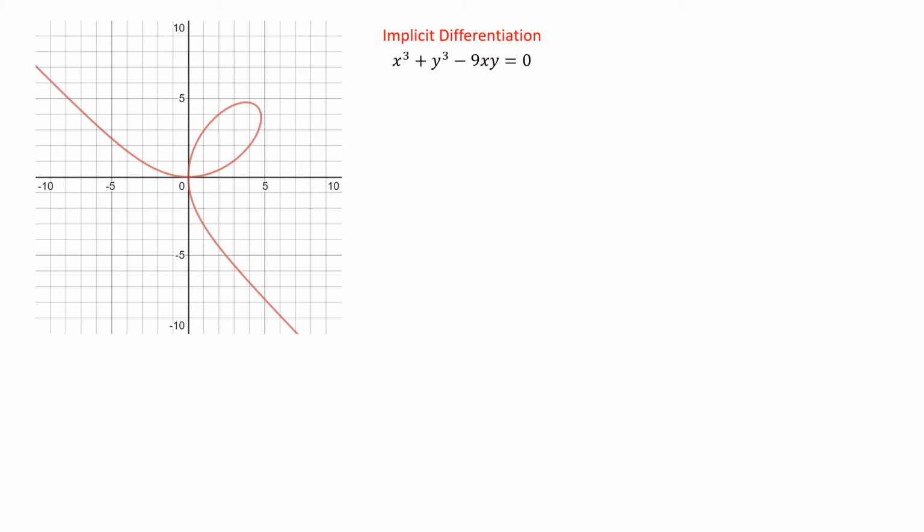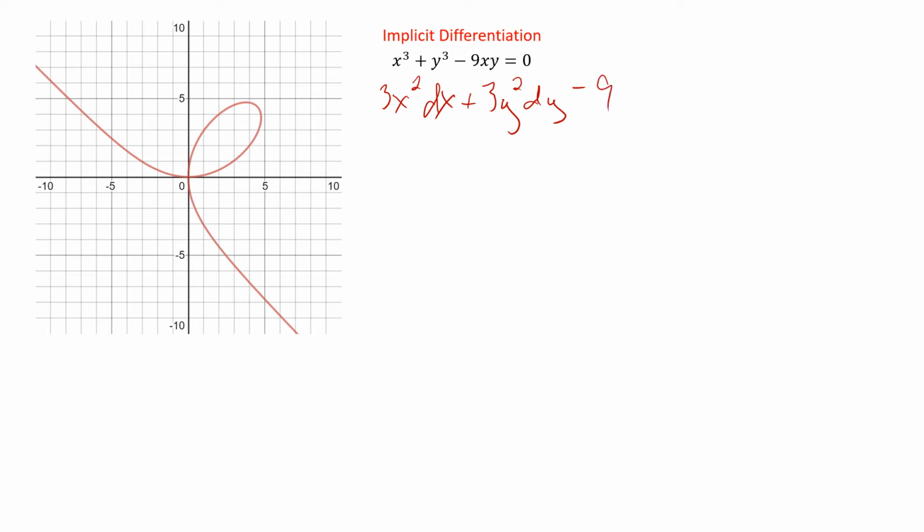So what we do, we just start from the beginning. So we have x cubed, so something cubed. The derivative of something cubed is 3 times something squared times the derivative of that something, so the dx, plus y cubed. Well, again, that's going to be 3y squared times the derivative of that something, minus 9xy.